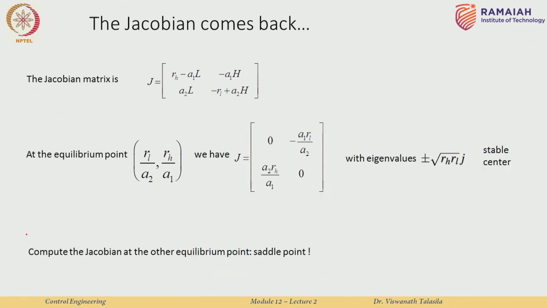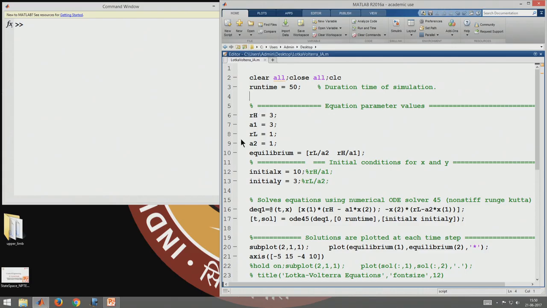Okay. So, now that we have our linear system of this form, and we know that the eigenvalues are like this, and we expect to see a stable center, let us go ahead and simulate this in MATLAB, and we will see what kind of responses we are going to get. Okay. So, this is a code which basically simulates your predator prey model. It is called the Lotka-Volterra because that is the formal name of this one.